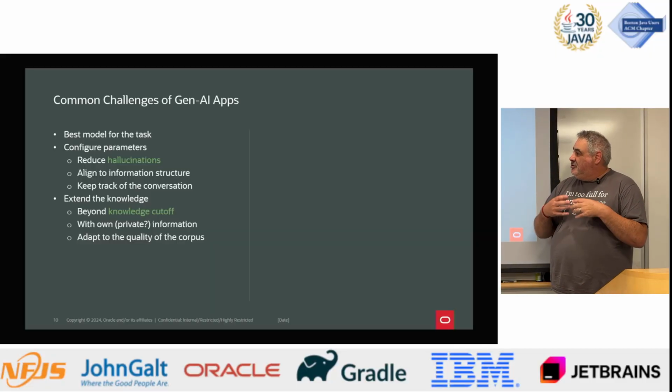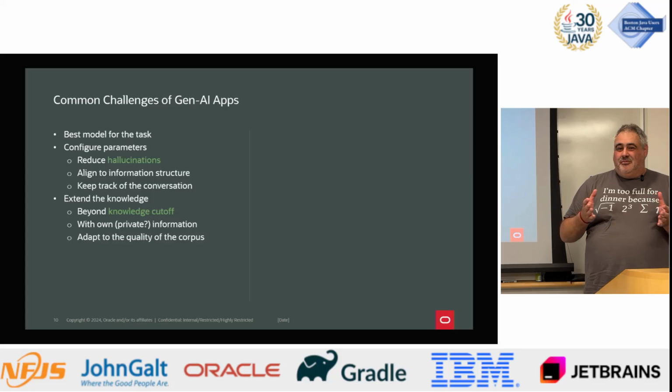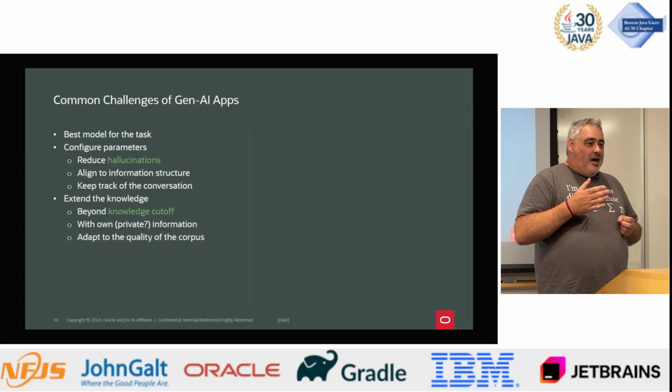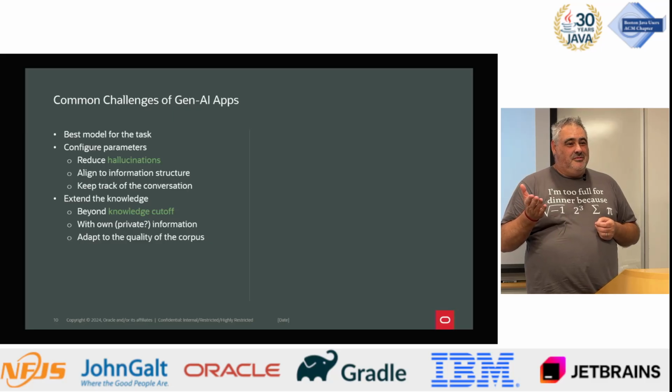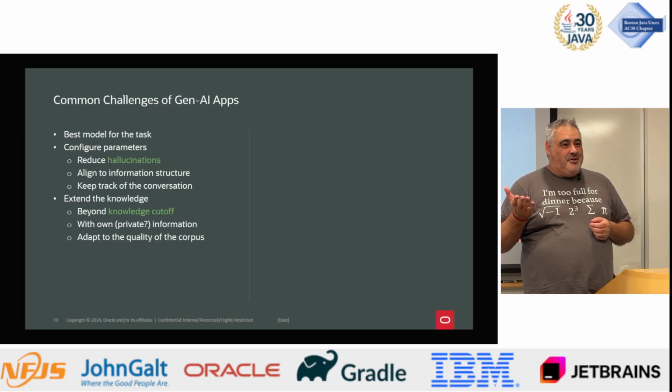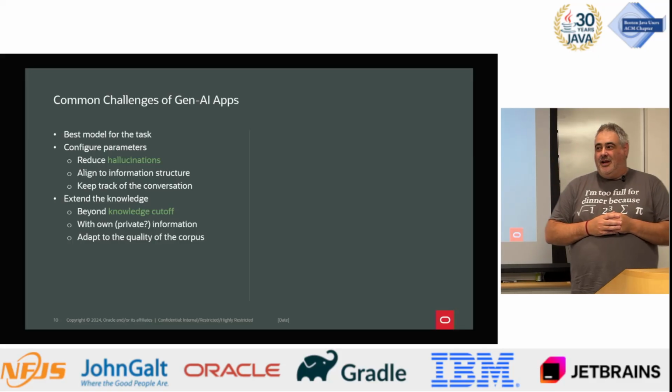But the problem is when you train them, there's a finishing point, right? So anything that happened after that point in time, it has no idea about it. It's never seen that information. It doesn't know what happened. So there's a knowledge cutoff, and it doesn't know anything after that.